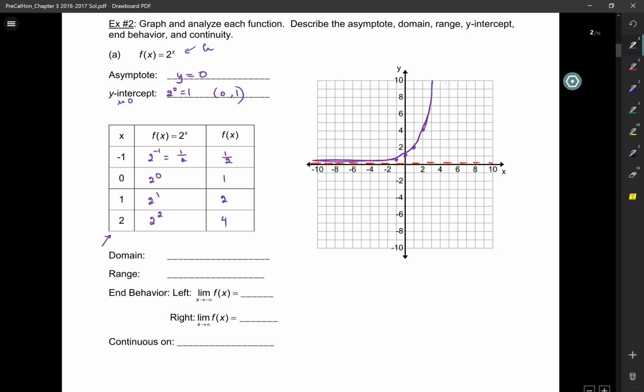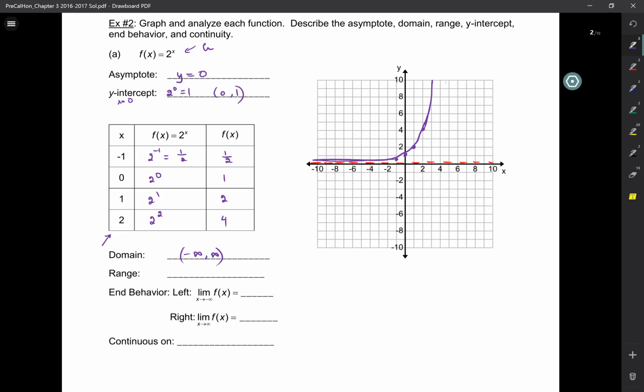Well, let's talk about domain. For an exponential function, the domain is all reals. There is no x value that you could put in the exponent that will give you an undefined value for the y value. So domain is all reals. What about the range? Well, this is going to start at the asymptote, and it resides on the positive side of the coordinate system. So it's all the values starting at 0 going to infinity. Since 0 is an asymptote, it's a parenthesis, open, not closed.